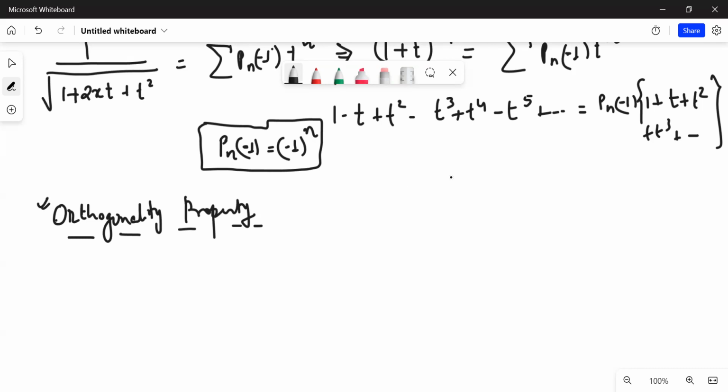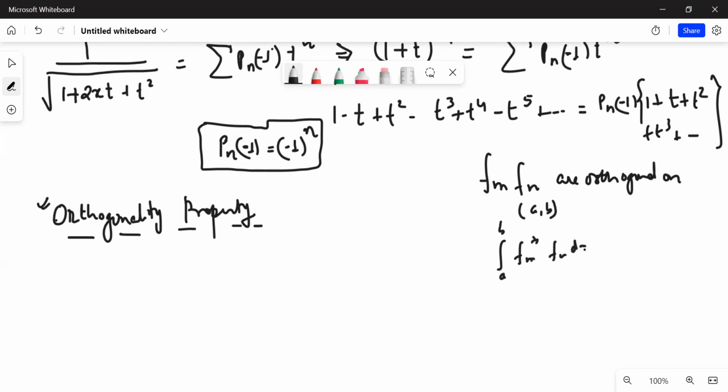What does orthogonal mean? For example, if I say that my function f_m and my function f_n are orthogonal on an interval a comma b, then what does it imply? It implies this particular integral is equal to Kronecker delta m n. Often, for other functions, you may find some constant here. You can see them as a weight function. For some functions you may find x written here, for some x squared. So these weight functions may exist. But for Legendre polynomials, the weight function is 1.